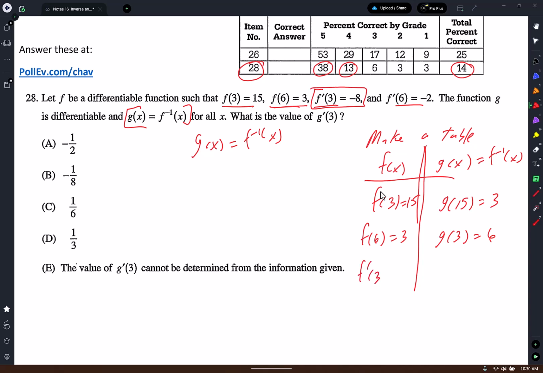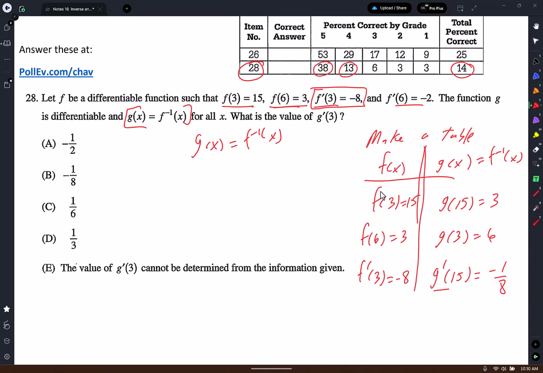F prime of 3 equals negative 8. What does that mean about G? G prime of 15 is equal to 1 over 8. Perfect. Can you tell us why? Because the y value now became an x value, and now it's the inverse of the original derivative. There you go. That's it.